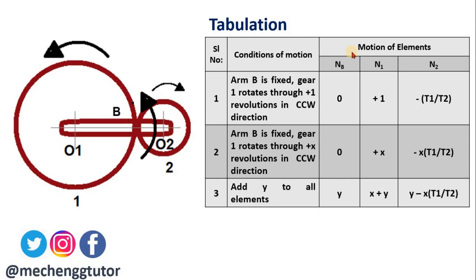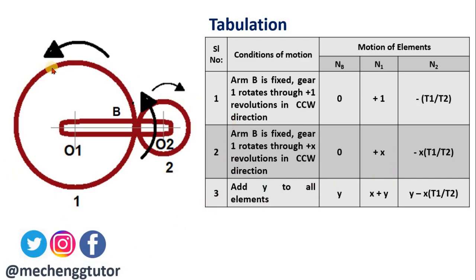So the first condition of motion, as I said, the arm B will be fixed and gear 1 rotates through plus 1 revolution in counterclockwise direction. So speed of arm will be 0. Speed of gear 1 will be plus 1 because it is rotating through plus 1 revolutions in counterclockwise direction. And N2 will be minus T1 by T2. Instead of 1 revolution, we apply X revolution in counterclockwise direction. So the arm is fixed. So we have NB as 0, N1 as plus X, and N2 will be minus X into T1 by T2. This is what we have seen in this lecture previously.